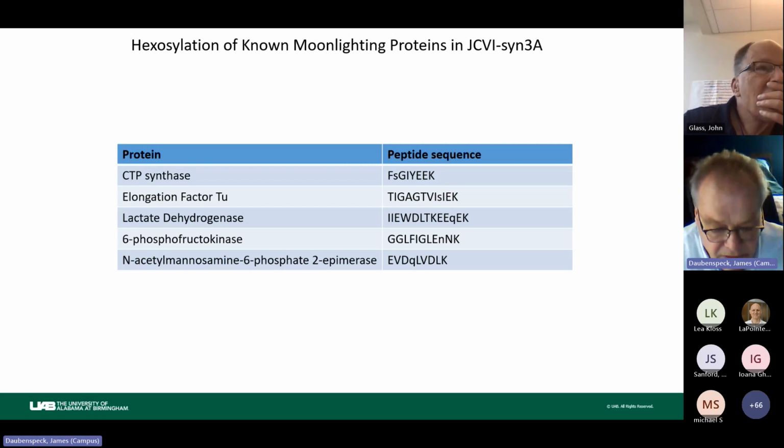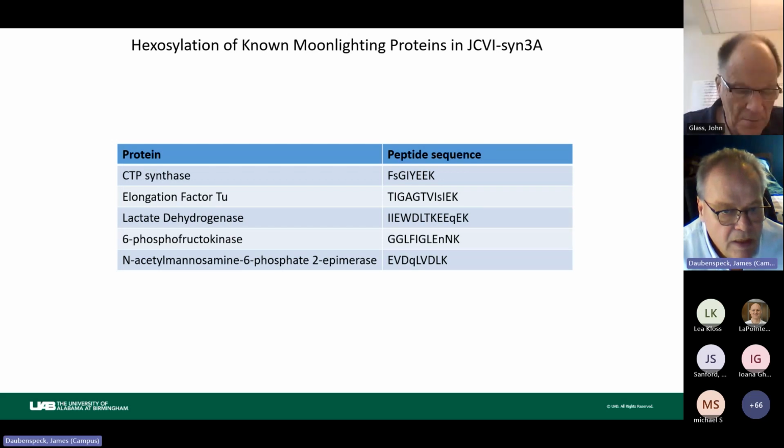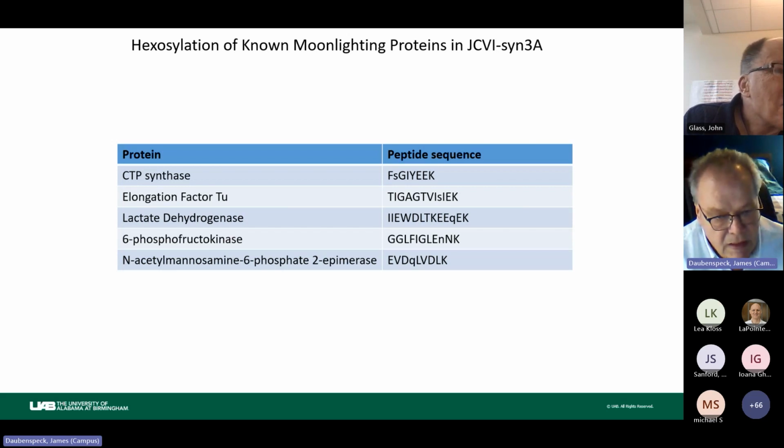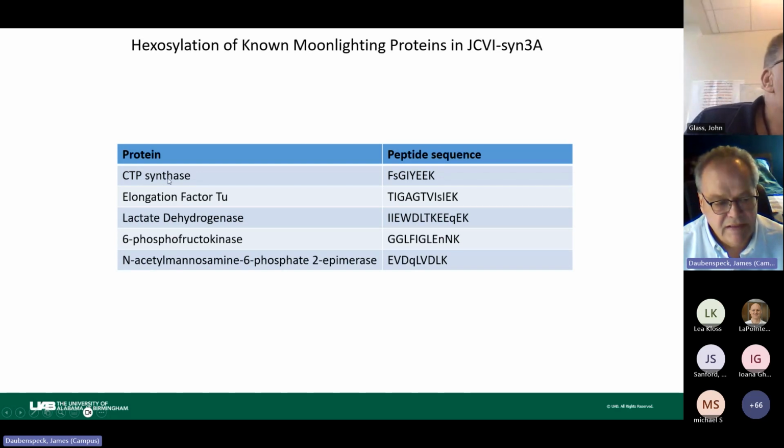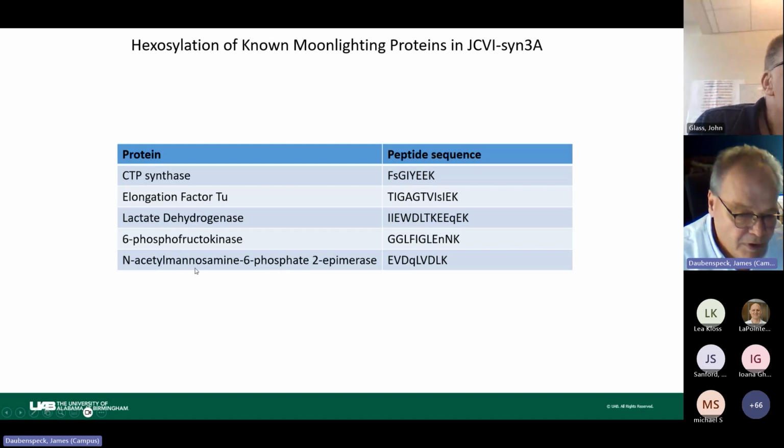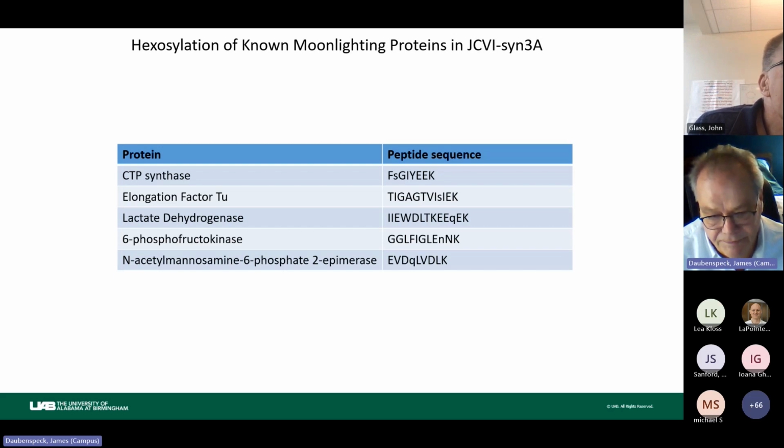But there's a system in mycoplasmas that hexosylates proteins on the exterior of the bacteria. And this has been shown in Pulmonis arthritidis. We're currently working on showing it in pneumoniae and genitalium and synth. We've identified a number of proteins that are hexosylated on the synth 3A. This is just a sampling of some that are known moonlighting enzymes, moonlighting proteins in other organisms. So we've got CTP synthase, EF-Tu, lactate dehydrogenase. Like I said, all of these are known moonlighting proteins in other systems, modified with a hexose that only occurs on the outside of the bacterial cell, which means these proteins have to be occurring on the surface of the synth 3A.